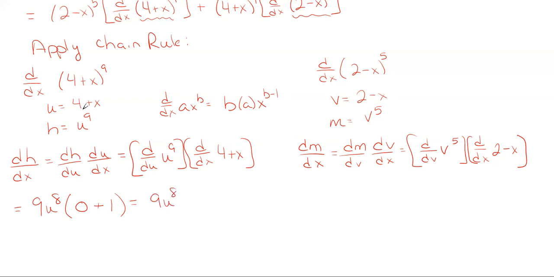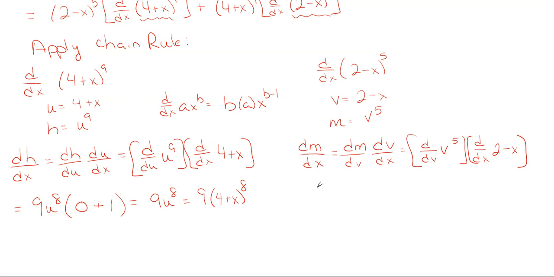So this first portion just pops out to be 9u to the 8th. Well, let's just replace it with u. What is u? u is 4 plus x. So this ends up being 9 times 4 plus x to the 8th. So that's my first part of my chain rule completely finished off there.